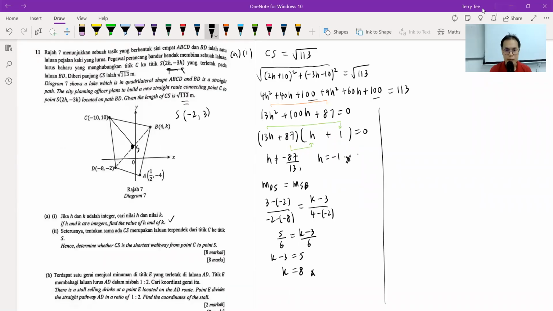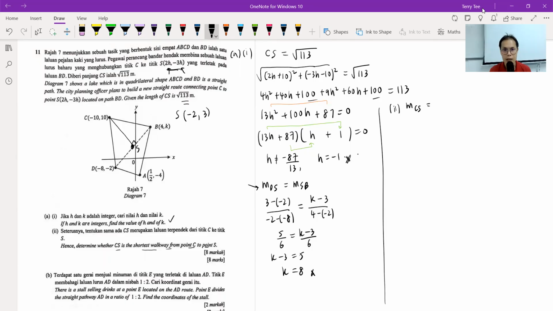Part (a)(ii), I'm going to determine whether CS is the shortest walkway from C to S. Remember, the shortest distance from a point to a line is a perpendicular distance. Now, if this is the shortest distance, CS and DB must be perpendicular to each other. For DS, DB is the same, doesn't matter. Maybe I use DS here. For DS, I've got the gradient already. I just have to find the gradient of CS.